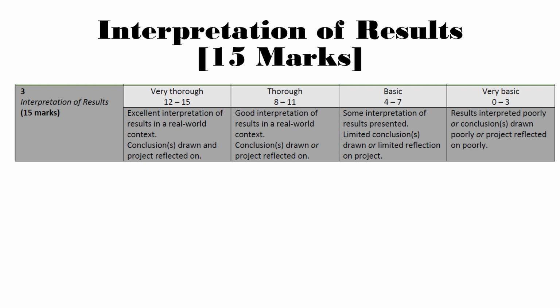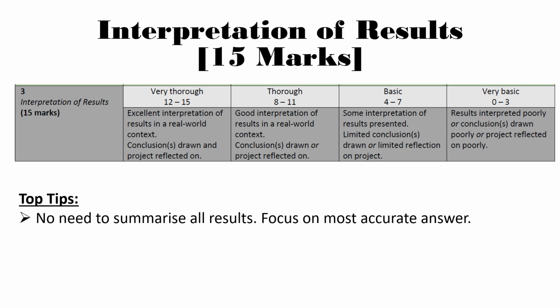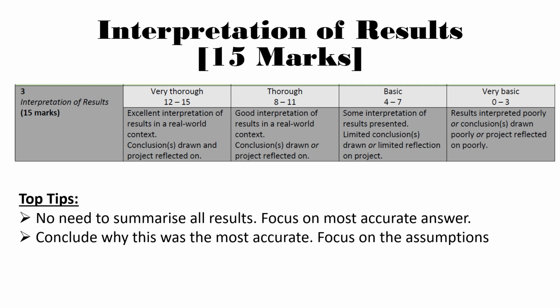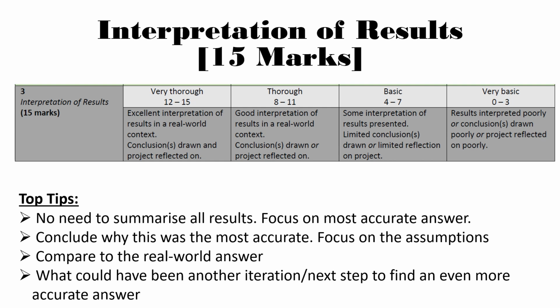This interpretation of results section should be a very mathematical piece as well. It shouldn't be one where you talk about, oh, if I could do something again, I'd start my project earlier. That's great, but that's not what this section is about. The conclusions are all about the maths. So there's no need to summarize all your results. Focus on the most accurate answer. We're talking about which one is closest to the real world data. Conclude why it's the most accurate. Focus on your assumptions. Compare it to the real world answer, and what could have been another iteration or next step to find an even more accurate answer.